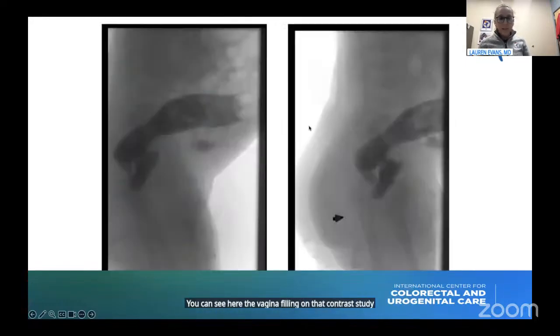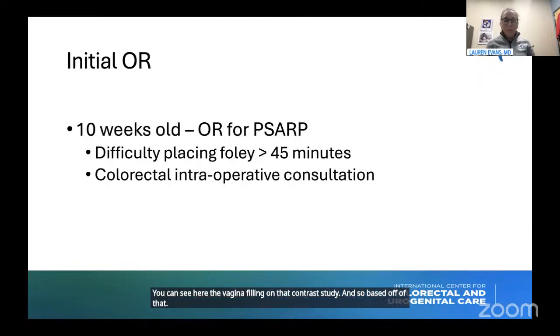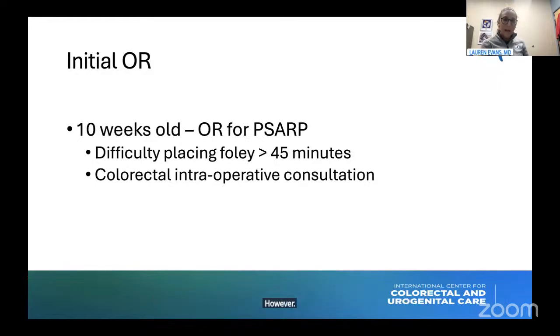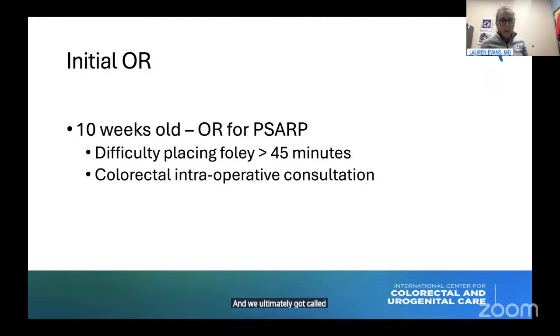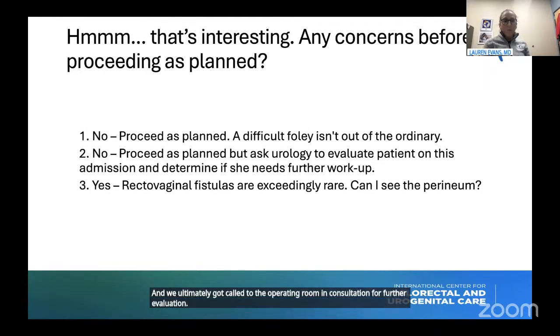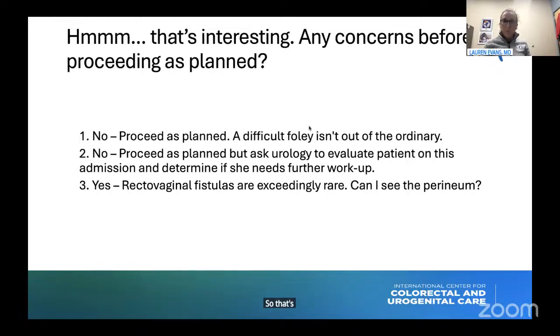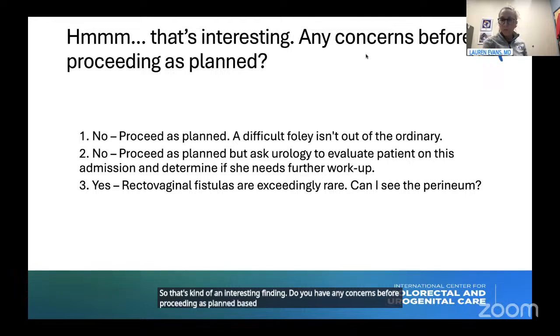And so based off of that, she ultimately went to the operating room for a planned PSARP. However, at the initial part of the case, they had a difficult time placing the Foley. It took over 45 minutes. And we ultimately got called to the operating room in consultation for further evaluation. So that's kind of an interesting finding. Do you have any concerns before proceeding as planned based on the difficulty with placing the Foley?